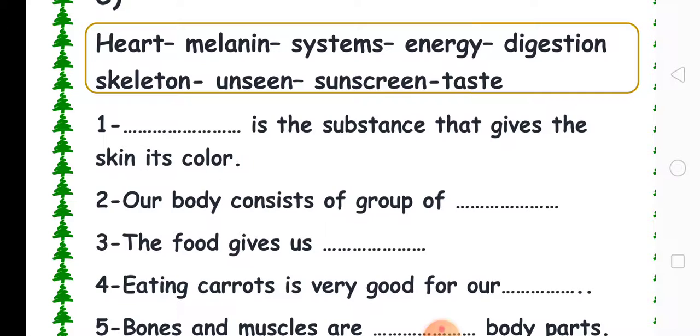We have box number 3: heart, melanin, system, energy, digestion, skeleton, unseen, sunscreen, taste. Number 1, which is a substance that gives the skin its color? Yes, we took it in the skin lesson, so we have melanin.